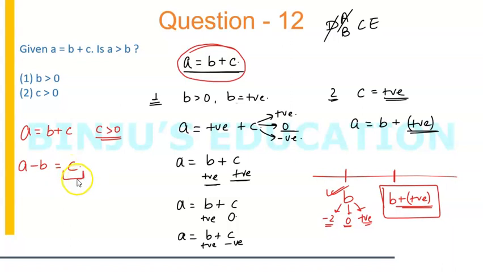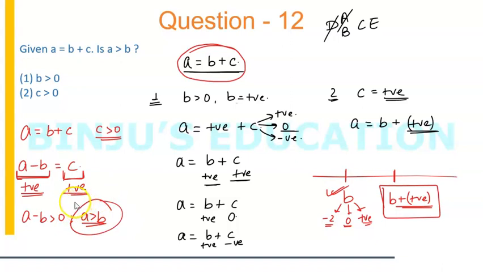Now, if this is positive, then can I say the left hand side also has to be positive? If C is positive, then the LHS also has to be positive, right? Which means A minus B will be greater than 0, which means A is greater than B. So statement B alone is definitely going to give me the answer. That will definitely give me the answer.